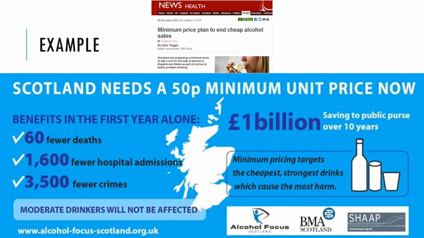Now there's been lots of talk in many news outlets about introducing a minimum unit price for alcohol. Scotland is a good example where there's been lots of talk about this. And here are some stats from the campaign, from a couple of focus groups on alcohol and the Medical Association in Scotland, about some of the benefits of introducing a minimum price for alcohol in Scotland.